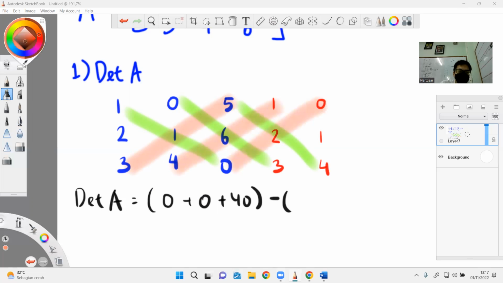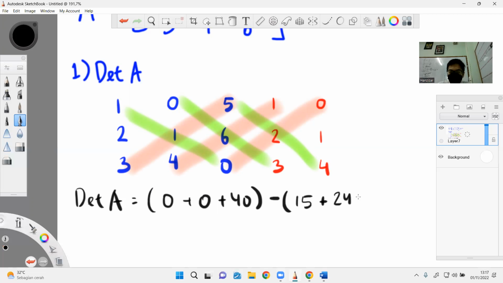Okay. 5 1 3 is 15. 4 6 1 is 24. 2 0 2 and 0 2 0 is 0. So we get the determinant 40 subtract 39. Oh, it's nice. Best answer. 1. Okay, see, it's very, very simple. You don't have to use any formula.